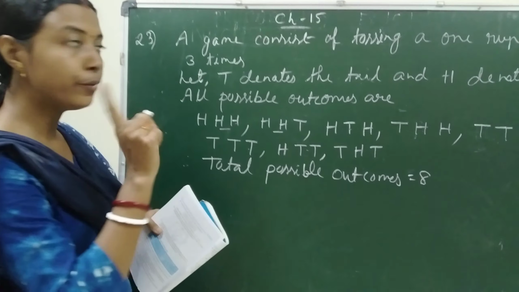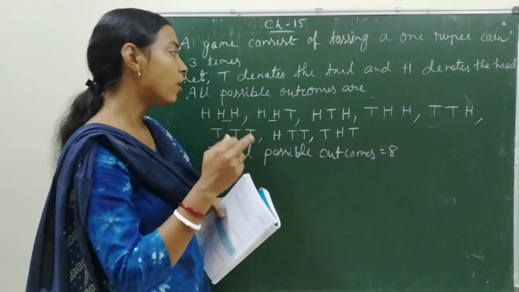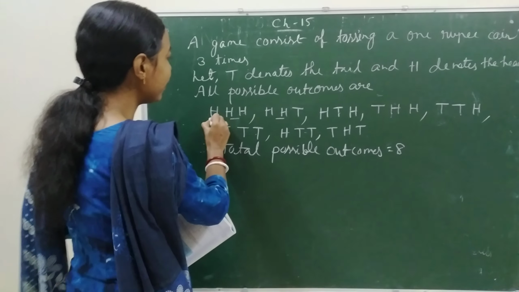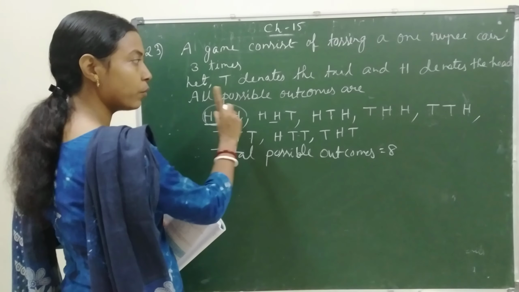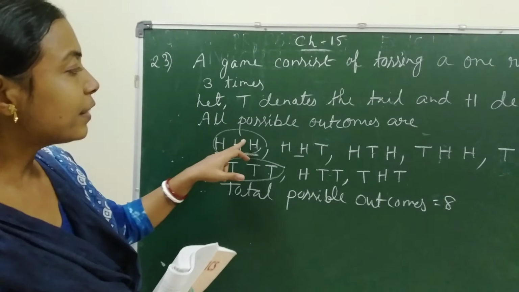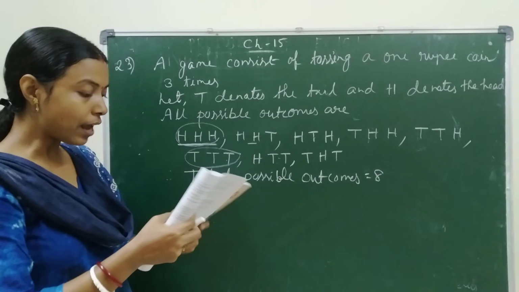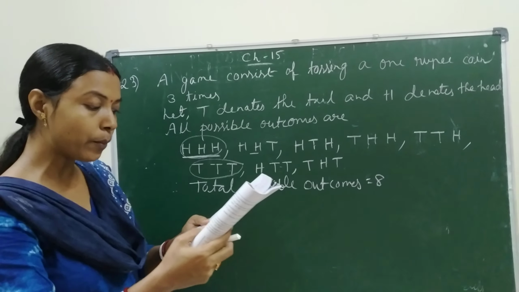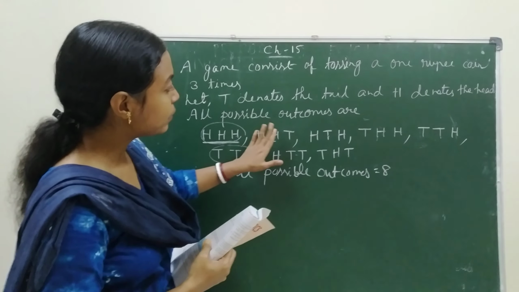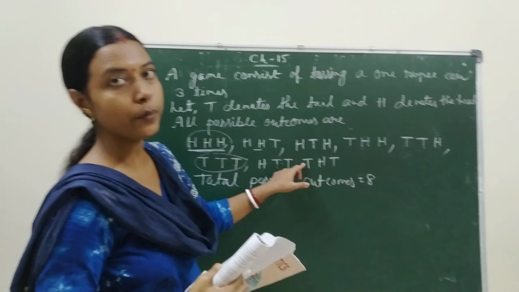And the given: Honey wins if all the tosses give the same result. That is, if you get 3 times head or 3 times tail, then only Honey wins. So how many times? 3 times head, 1 case, and 3 times tail, 2nd case. So these are the 2 possible cases where Honey will win. But our question is we have to find the probability that Honey will lose the game. So other cases, that means 1, 2, 3, 4, 5, 6. In 6 cases Honey will lose.